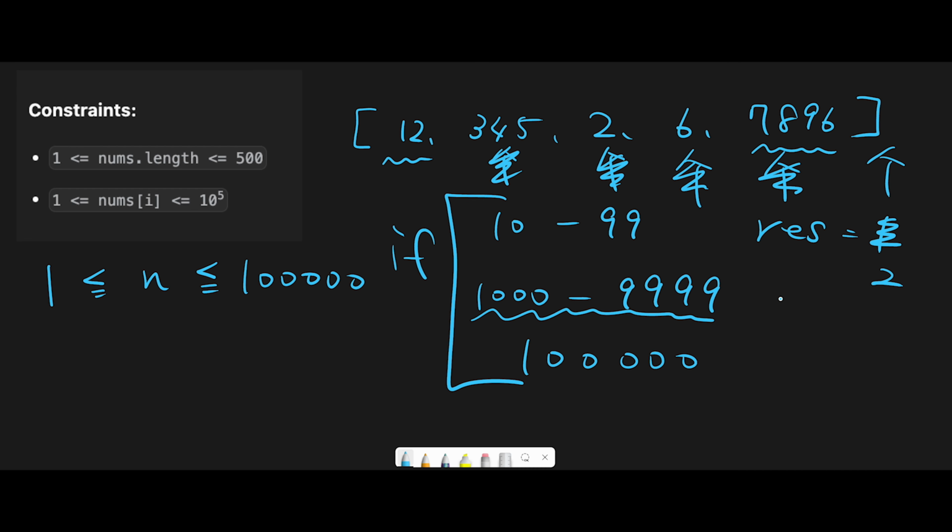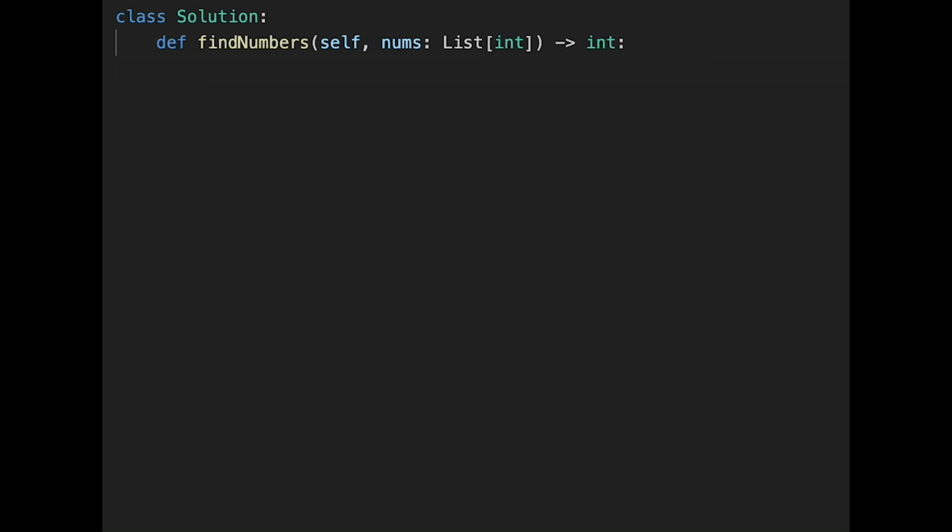All we have to do is just return the result variable. That is 2. Yeah, so that is the basic idea to solve this question. So let's jump into the code. Okay, let's write the code.